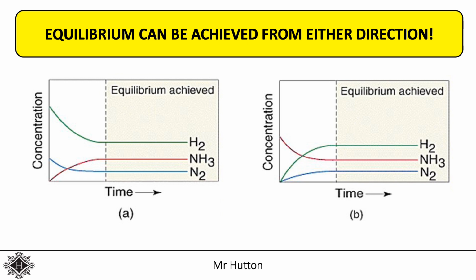So in the first one, on the left there, A, you've started with hydrogen and nitrogen, high concentration of them, and you've had 0 ammonia, and then as the hydrogen and nitrogen have come down, the ammonia's gone up. On the other diagram, B, you started with a high concentration of ammonia and 0 concentration of hydrogen and nitrogen, and as the ammonia has come down, the hydrogen and nitrogen have gone up. So you can see it's the same. The equilibrium mixture is the same whichever direction the reaction goes.